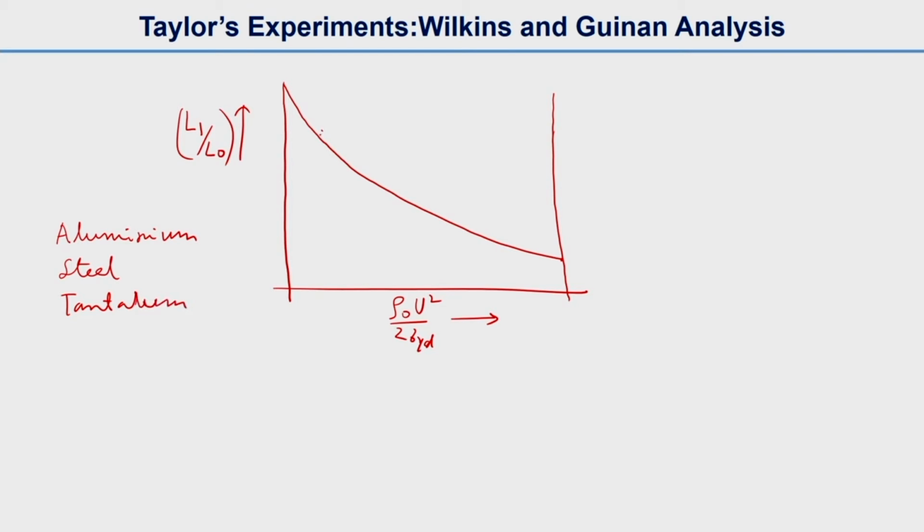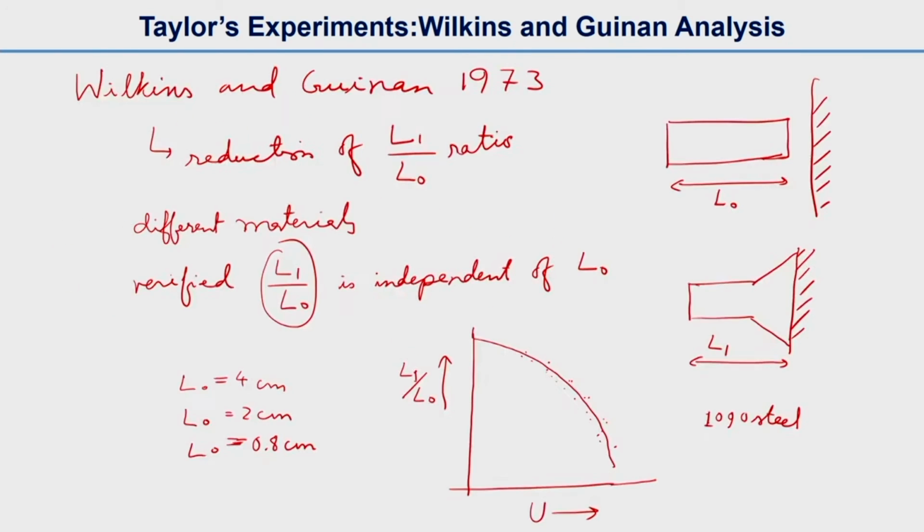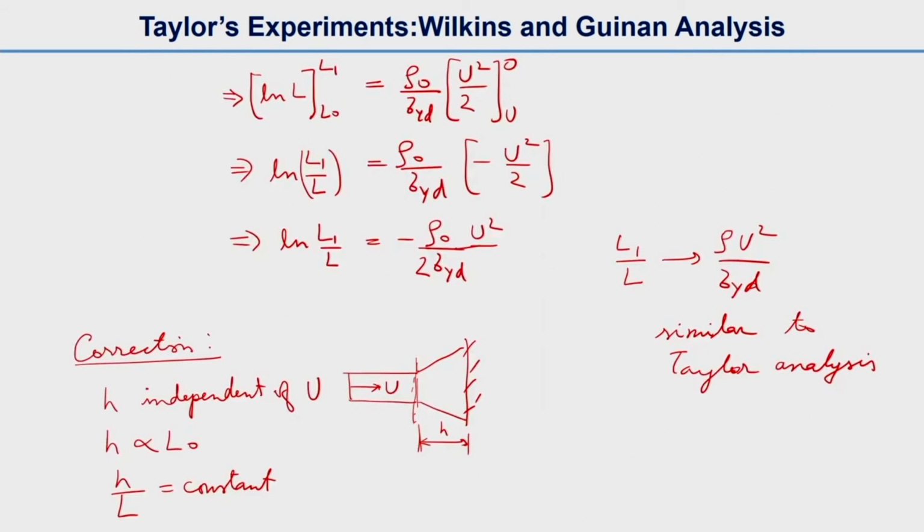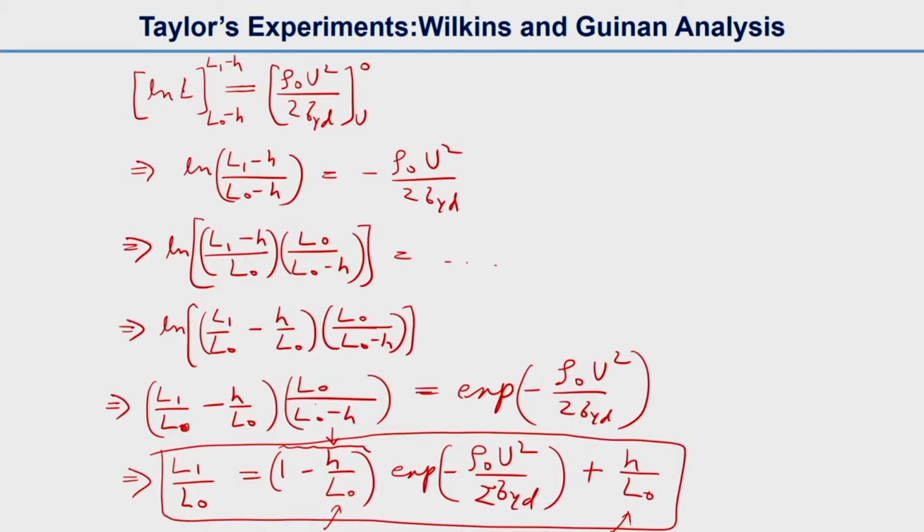They have done all the experiments, and they got that for all the 3 materials these experimental results lie very close to this line. So that's an important contribution from Wilkins and Guinan, because first they verified that the L1 by L0 ratio is independent of L0, and secondly they showed that H, the thickness of the plastic zone, is independent of the velocity of impact, and that H naught depends only on the initial length L0.